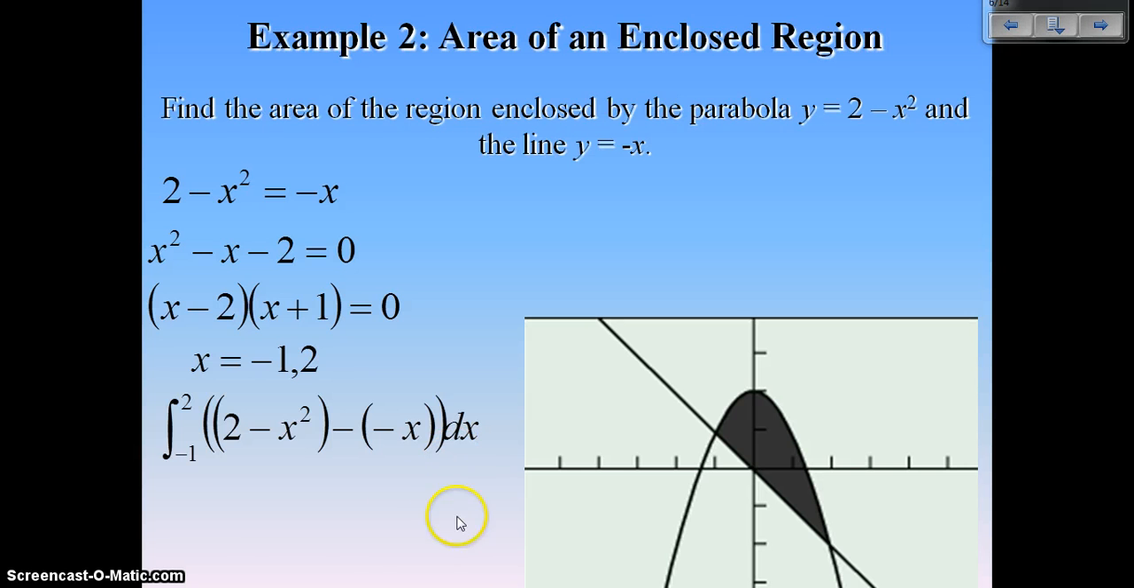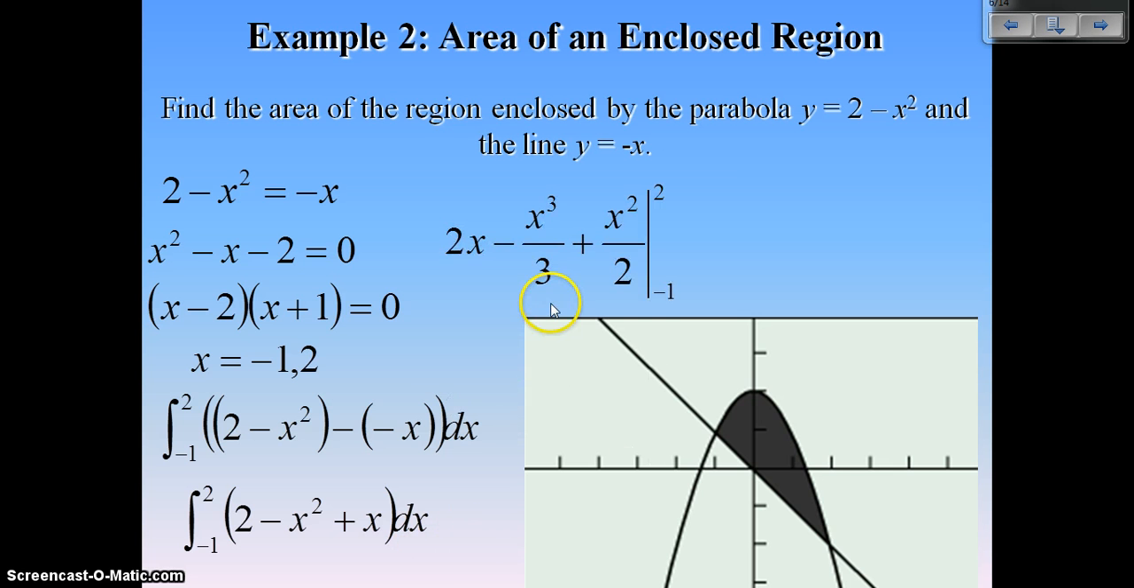Here we go. Simplify it a little bit maybe. And then we solve. You can use a calculator to solve. You can solve by hand. I'm solving by hand. 2x minus x cubed over 3 plus x squared over 2. Plug in your 2, plug in your negative 1 and subtract. And you do get 9 halves.